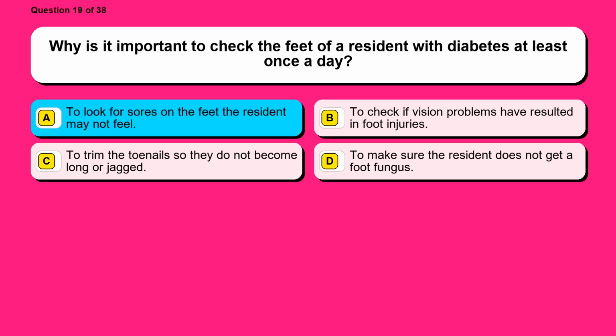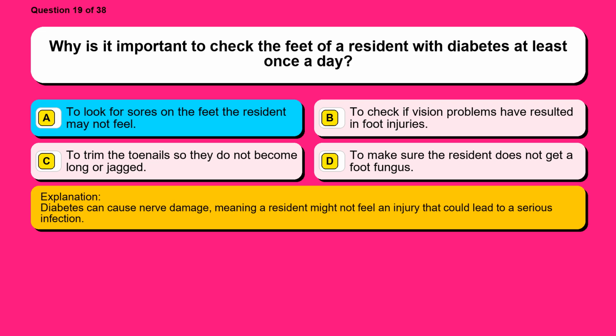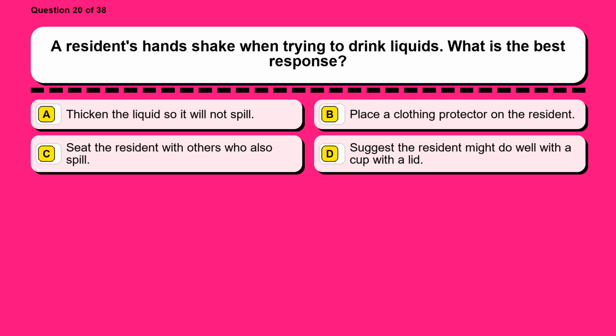The correct answer is option A. To look for sores on the feet the resident may not feel. Diabetes can cause nerve damage, meaning a resident might not feel an injury that could lead to a serious infection. Question 20. A resident's hands shake when trying to drink liquids. What is the best response?